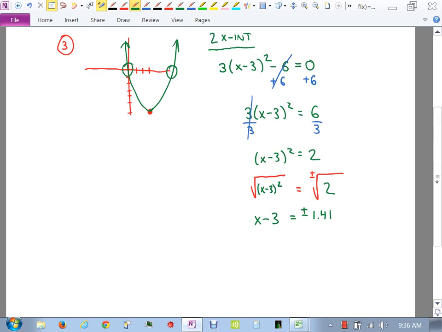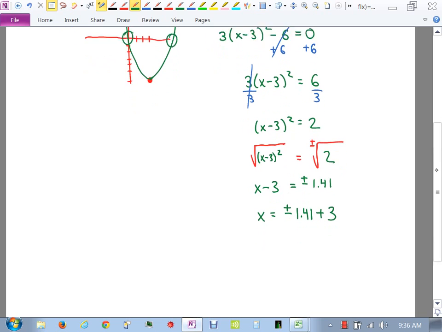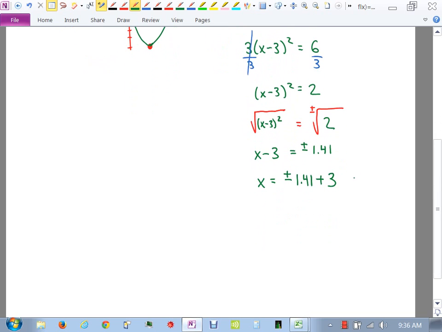Now what we do is we're trying to get x by itself, so we're going to add 3 to both sides. So I'm going to have x equals plus or minus 1.414, and I'm adding 3 to that. Doesn't matter if you put it in the front or back. So I'll put it this way. You could have written this, 3 plus or minus 1.41. Either way.